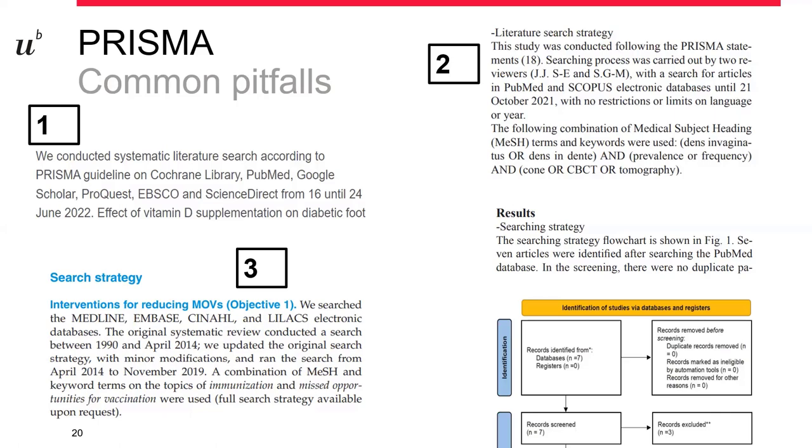And in the third example here, we see that they do list their information sources. However, they state that the full search strategies are available upon request. And this does not align with PRISMA. In the PRISMA statement, your full search strategies should be available.